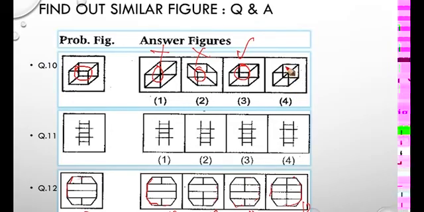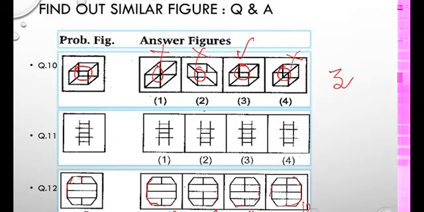In option 4, at the center there is a square being formed rather than a rectangle, and there is also a line crossing the center, diagonally put in the square, so this can't be the answer. So the answer for question number 10 is 3.